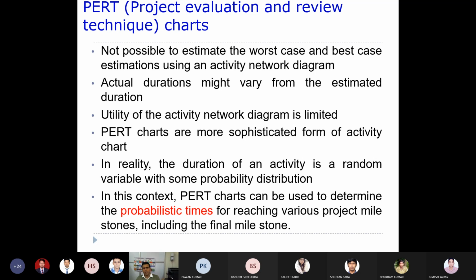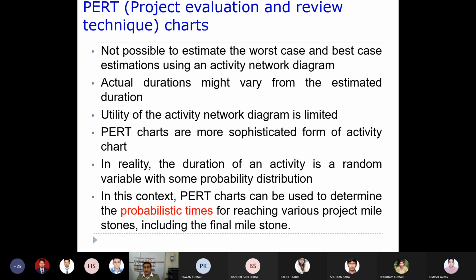Now, the activity network diagram we have seen as part of this PERT is not actually going to address the worst case and best case estimations. Whatever we have seen are the durations we have estimated. Let's say I told you 15, 120 for certain activities.